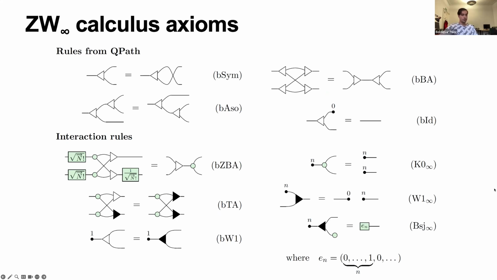We have rules from QPath. QPath is a calculus introduced by Giovanni and Bob in 2022. It uses these bosonic nodes, and they can reason about linear optical phenomena. And here is a subset of those rules that we need to use. And then there are some interaction rules between these generators.